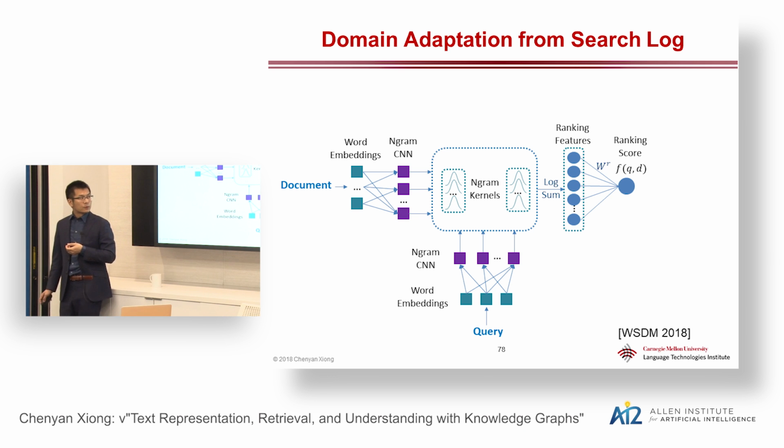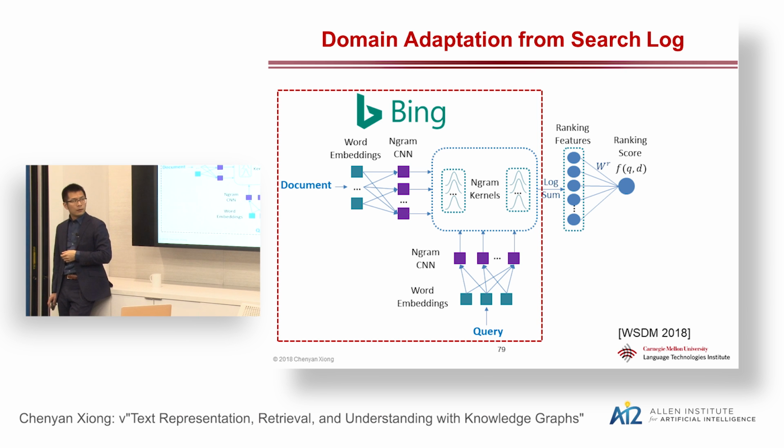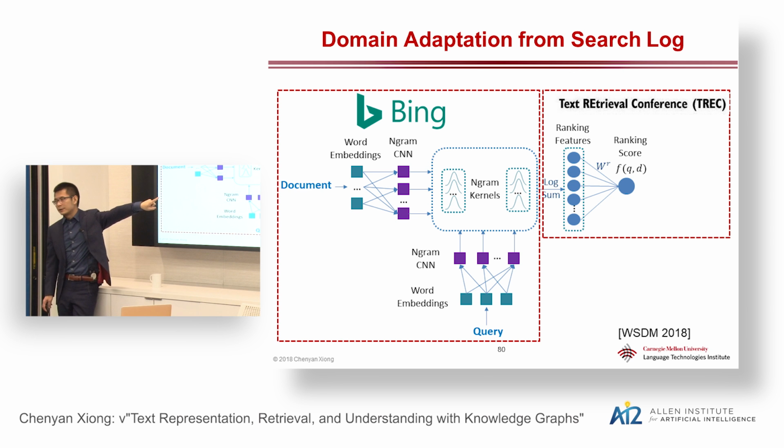So say we have that Convolutional K-NRM model, with word embeddings, n-gram embeddings, and the learning-to-rank layer. How about we first pre-train something from the search log? We train everything here using the Bing search log, for example. And then we only train that learning-to-rank part on your public benchmarks, for example, on TREC, where it's only 100 or 200 queries and maybe 10,000 labels.